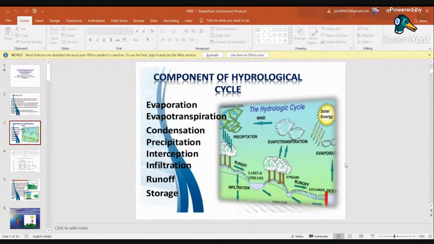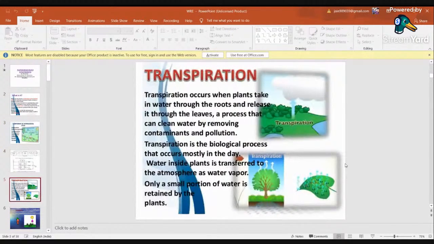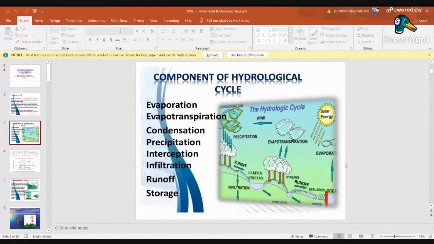Okay, so the first term is evaporation. Evaporation of water takes place from the ocean and the land surface mainly because of solar energy, because of the sun. The moisture moves into the atmosphere in the form of water vapor, which precipitates on the land surface or ocean in the form of rain, snow, or hail.